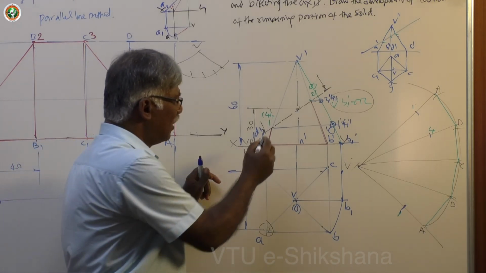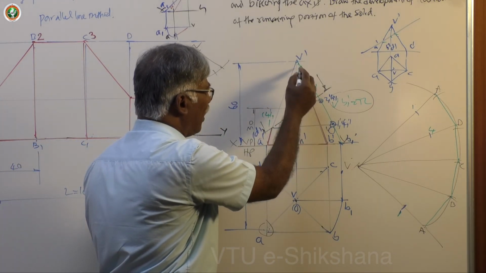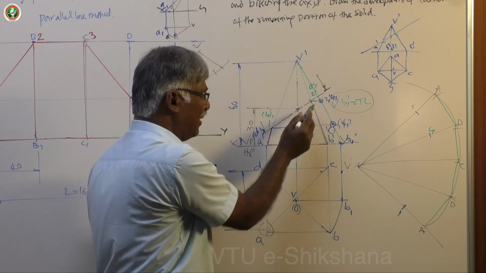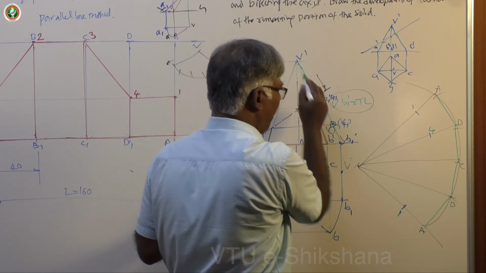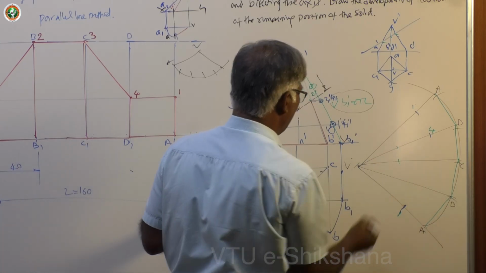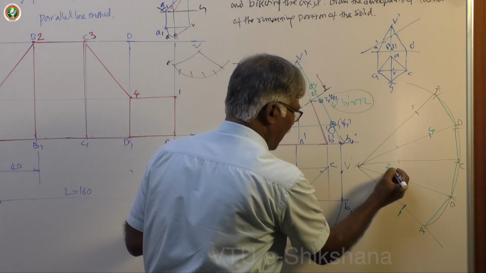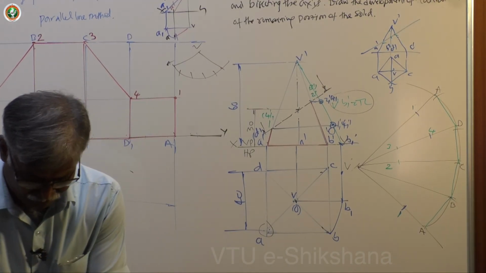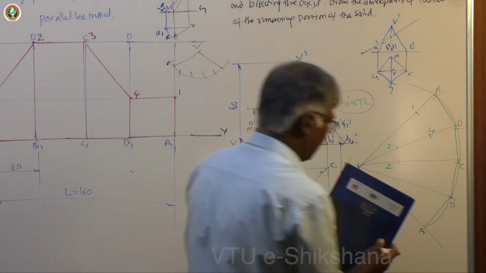Next, V2 and V3, not on the actual projection line. This is the true length line only. You can take from V and mark. This is V2 and V3, same distance. This is 2 and 3. Now join them carefully and mark the respective development.